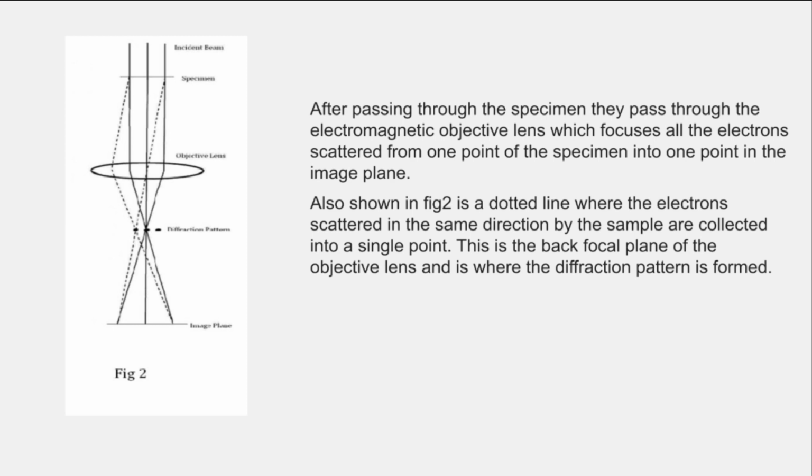After passing through the specimen, they pass through the electromagnetic objective lens, which focuses all the electrons scattered from one point of the specimen into one point in the image plane. In the figure, we see a dotted line where the electrons were scattered in the same direction by the sample and are collected into a single point. This is the back focal plane of the objective lens and is where the diffraction pattern is formed.